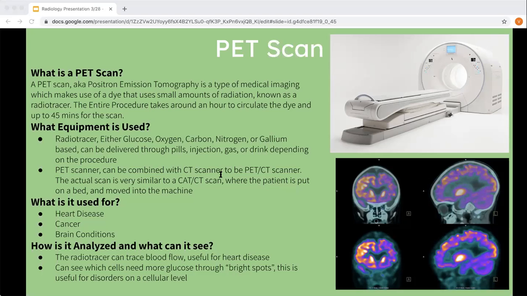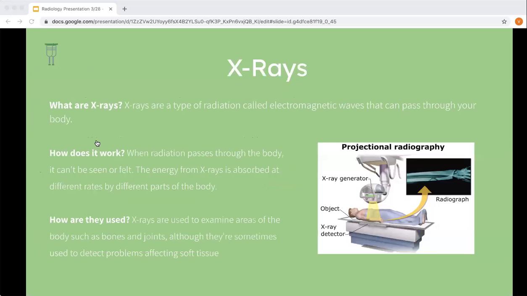That's all for scans. Now on to X-rays. So what are X-rays? X-rays are a type of radiation called electromagnetic waves. The imaging creates pictures of the inside of your body in different shades of black and white. This is because different tissues absorb different amounts of radiation. The naked eye actually can't see the radiation of X-rays, and you also can't feel them.